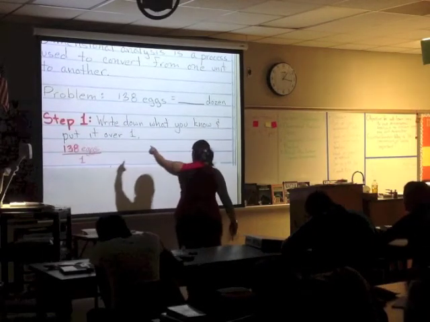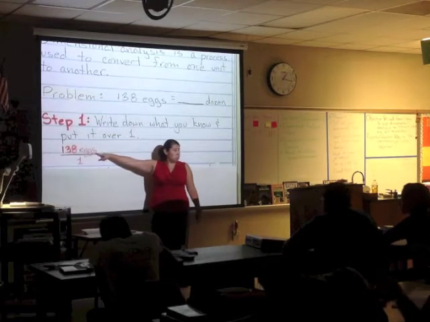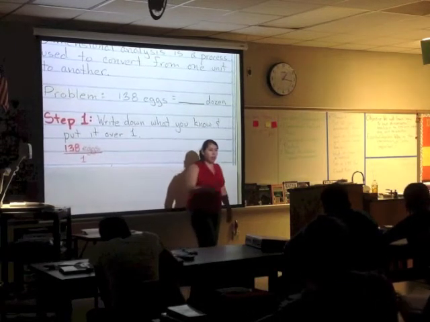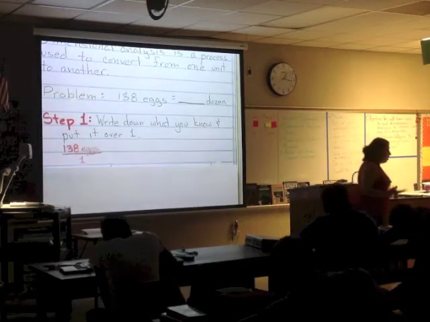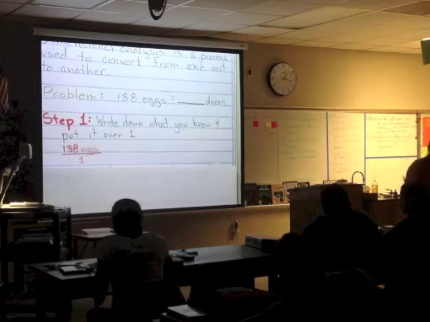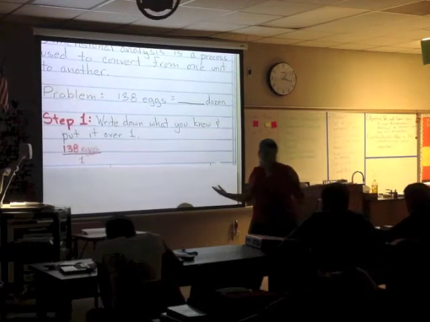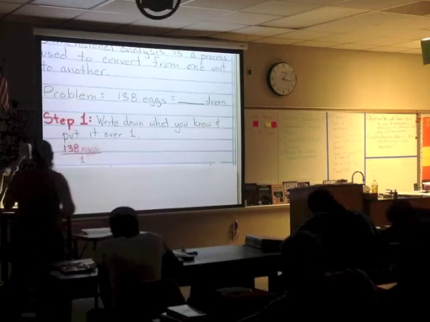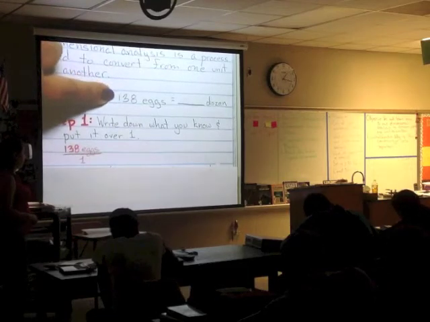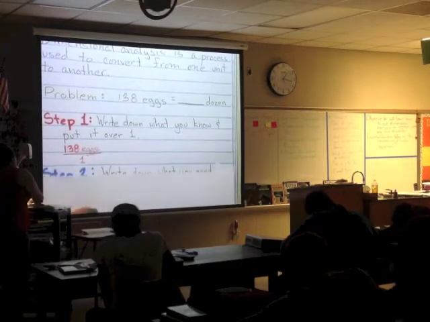If I write 138 eggs over 1, does that change this number in any way? No, right? If I do 5 over 1, isn't it 5? If I do 10 over 1, isn't it 10? Yeah, so writing it over 1 does not change it into anything different. It's just in fraction form, correct? All right, so that's step 1. Write down what you know, which we know 138 eggs, and write it over 1. Okay? Now, second step, step 2.